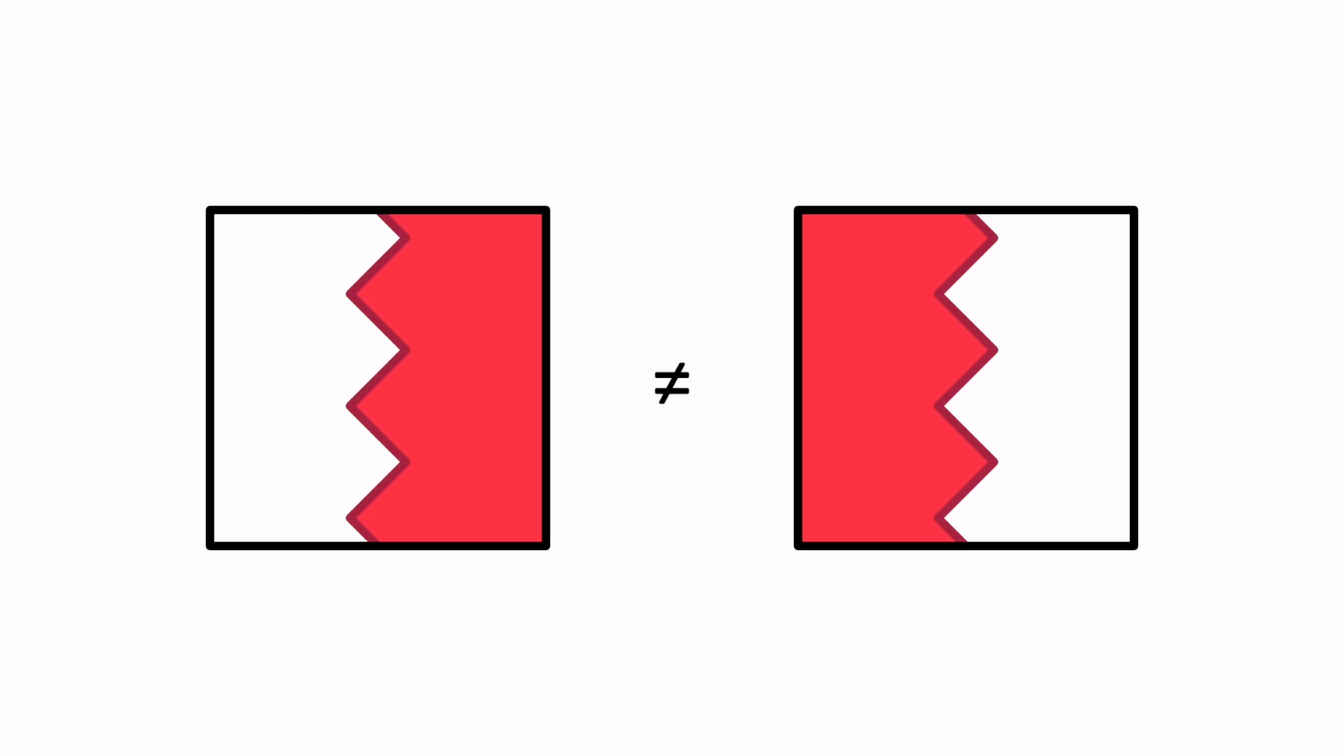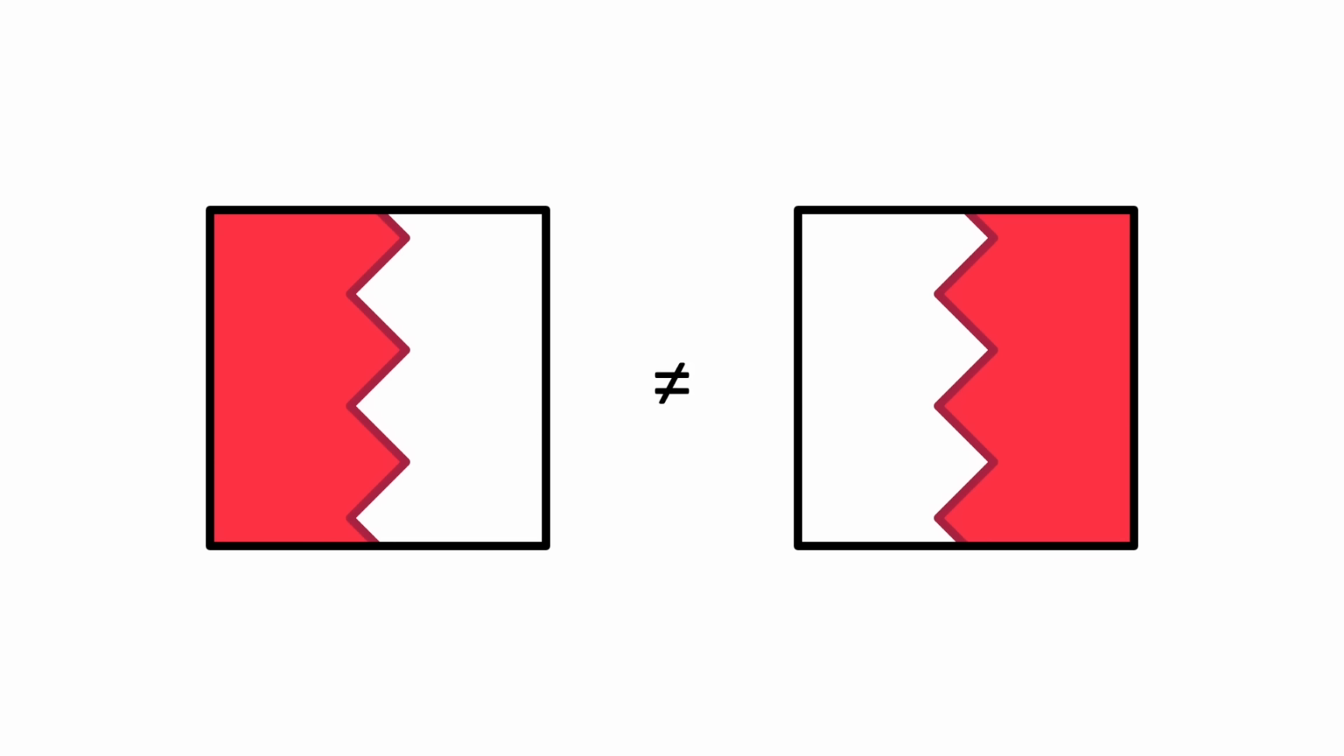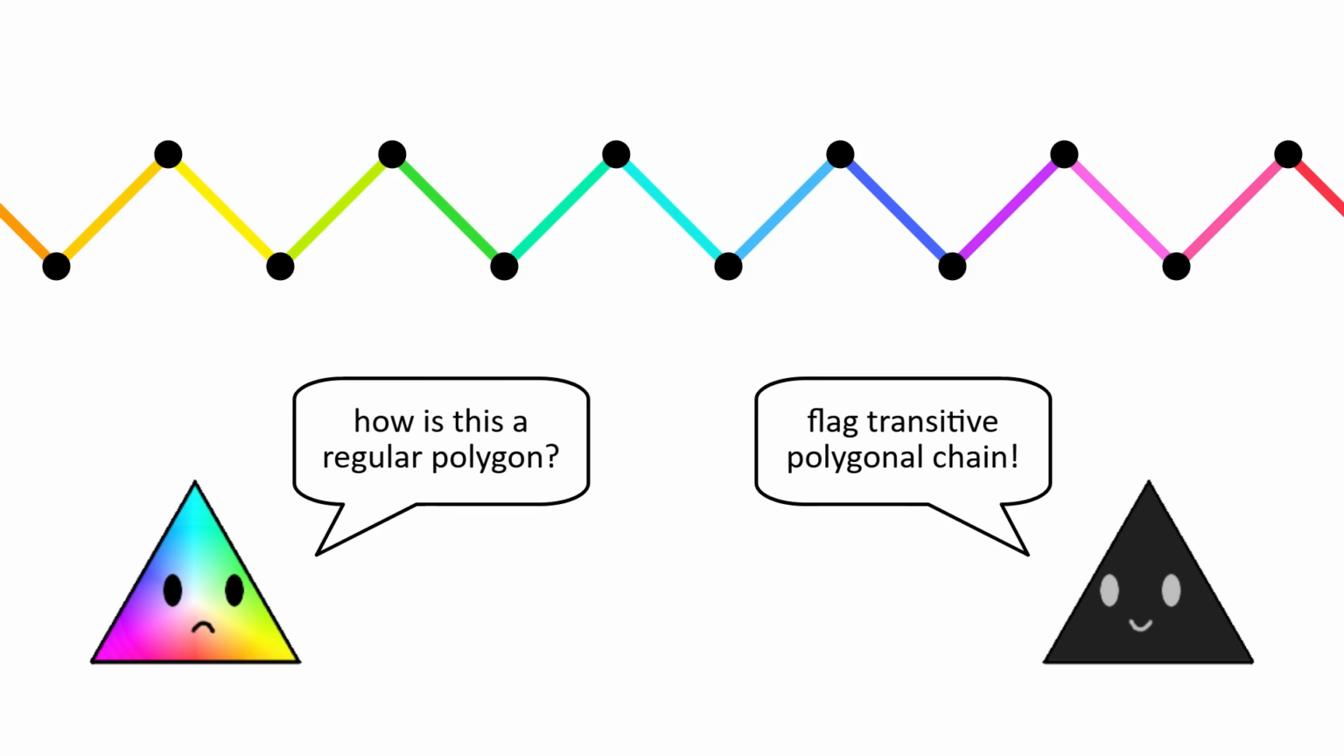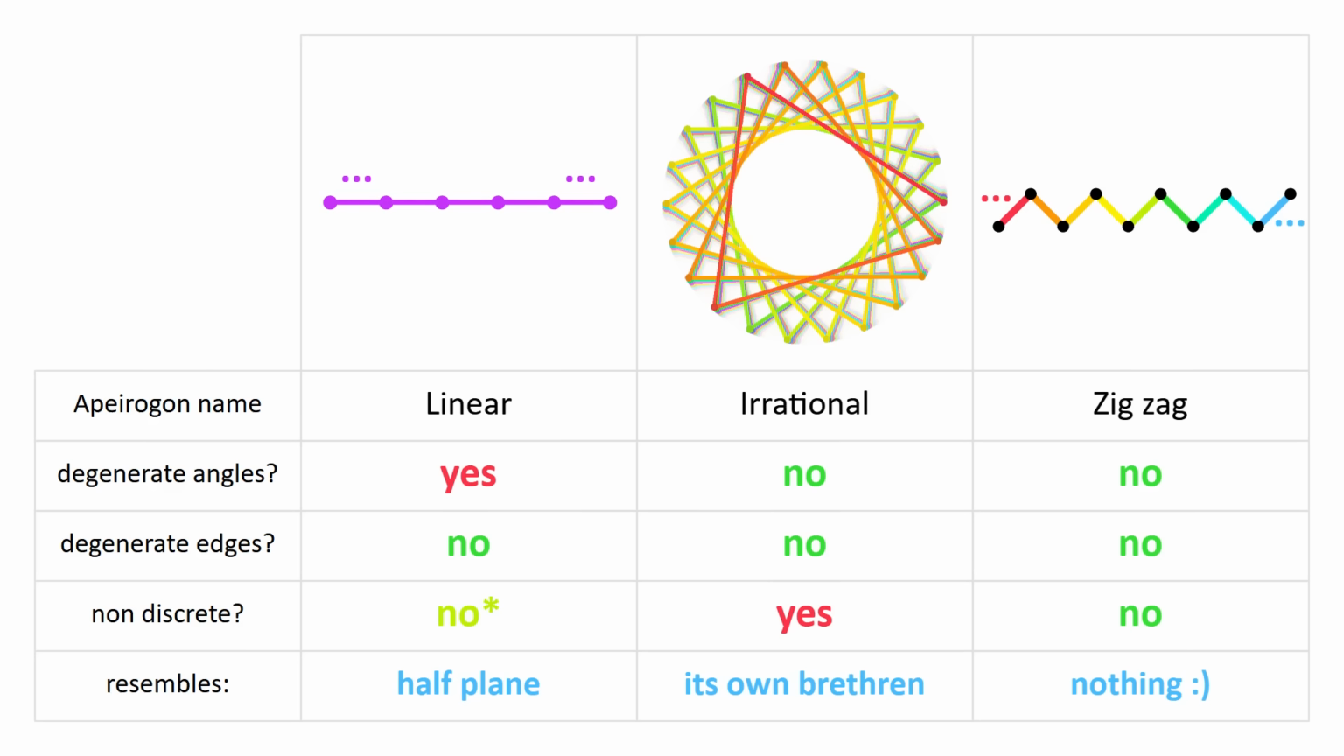But what about the zigzag? Well, you can map any flag to any other using translations, rotations, reflections, and glide reflections. But in order to consider the shape unchanged, you have to completely sacrifice the idea of a solid area. If you choose to do so though, then the zigzag apeirogon is indeed flag transitive, and doesn't even have the degeneracy of the other apeirogons.